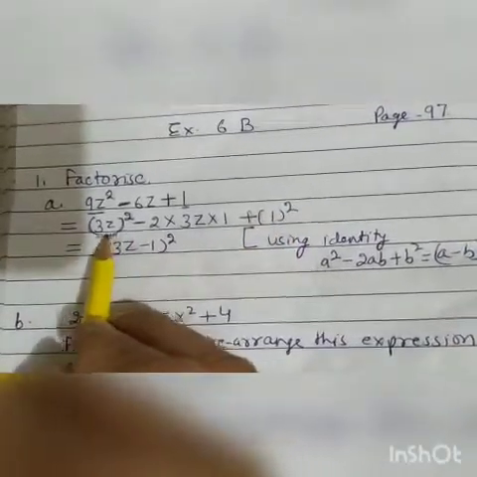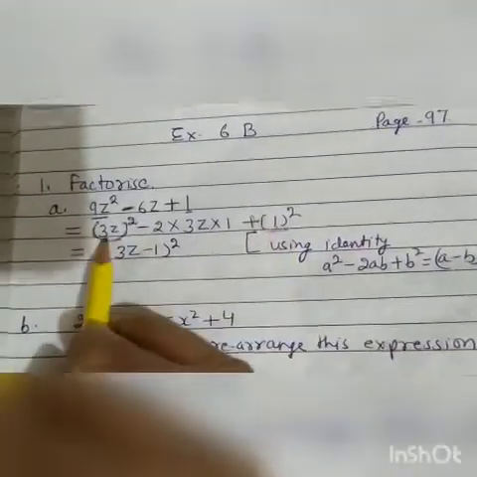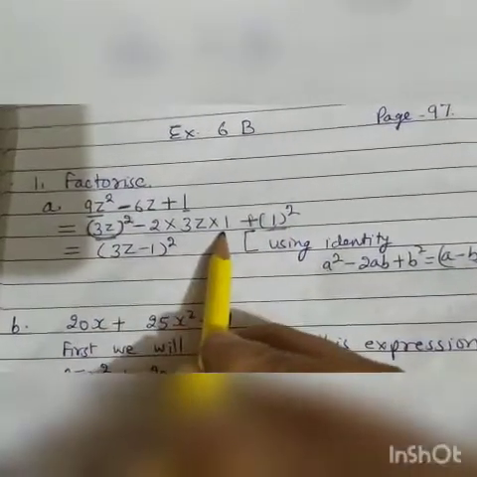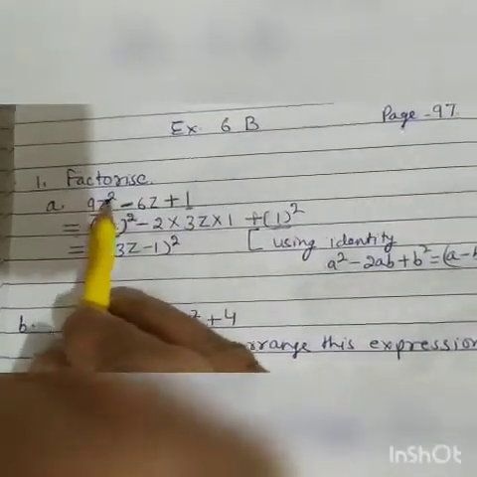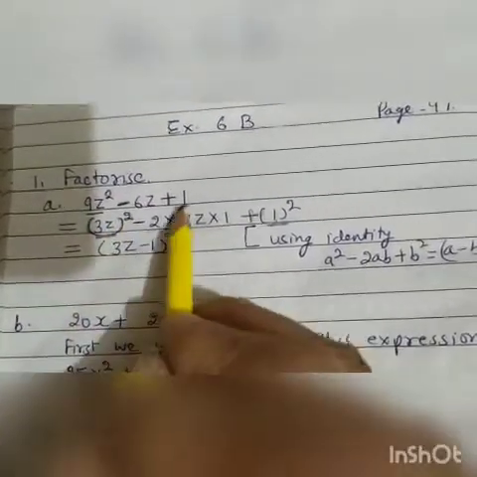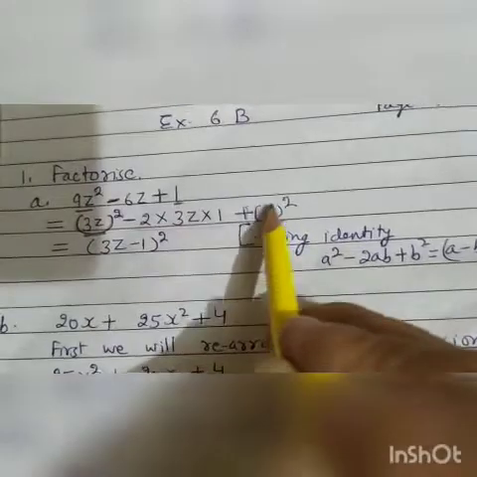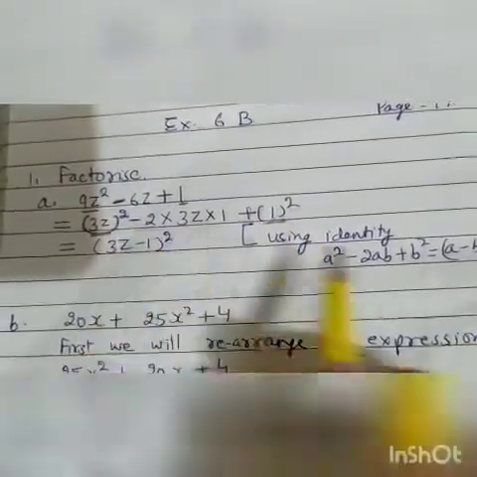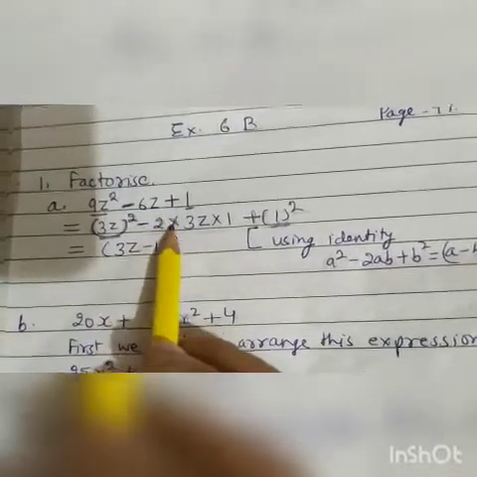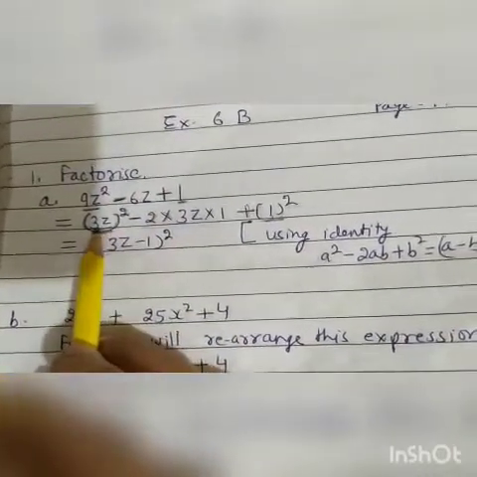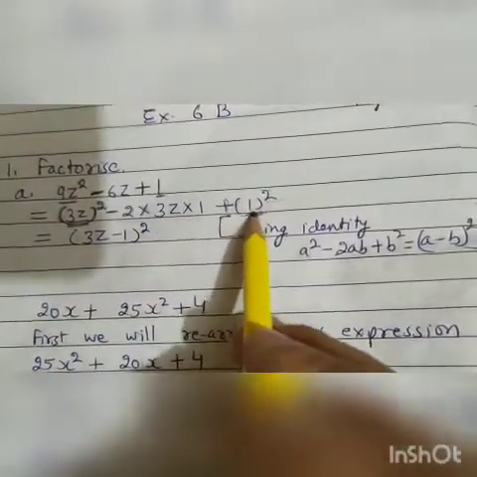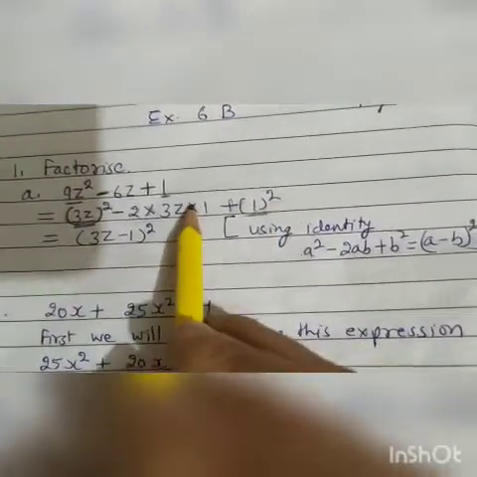First we write these two terms. This is the first term and this is the second term. Then we will write the middle term. So 9z square is the square of 3z, (3z) whole square, plus this 1 is the square of 1, (1) whole square. Then the middle term is minus 2ab. So we will write minus 2 into, what is the value of a? A is 3z. So 2 into 3z. What is the value of b? B is this one. 1 into 1.